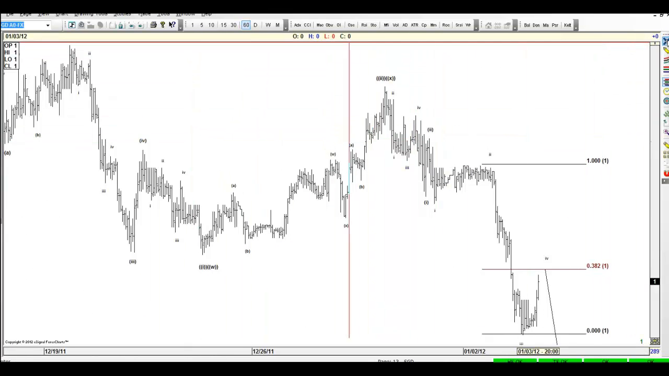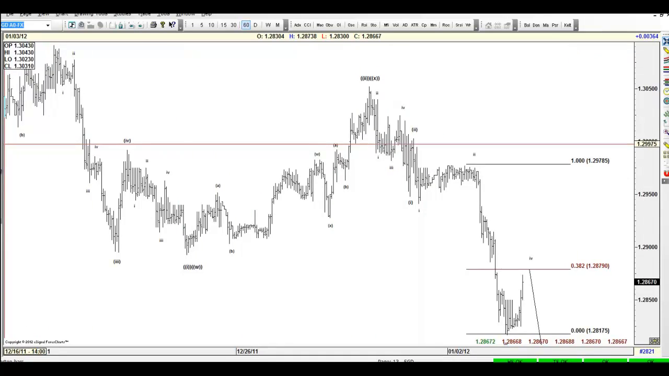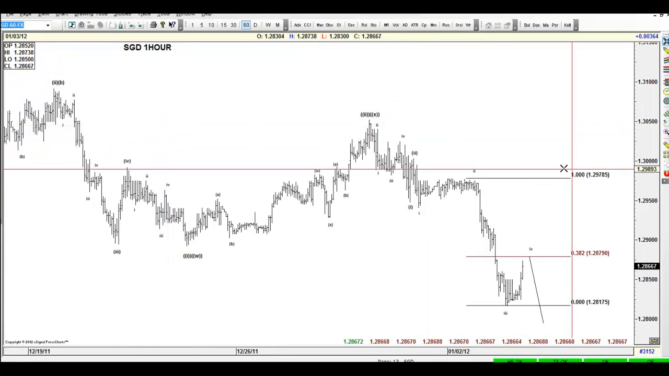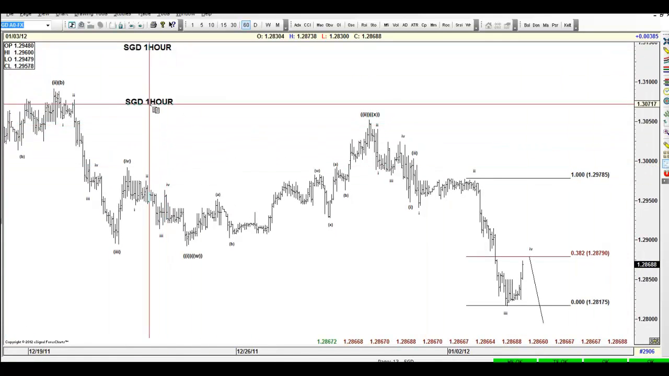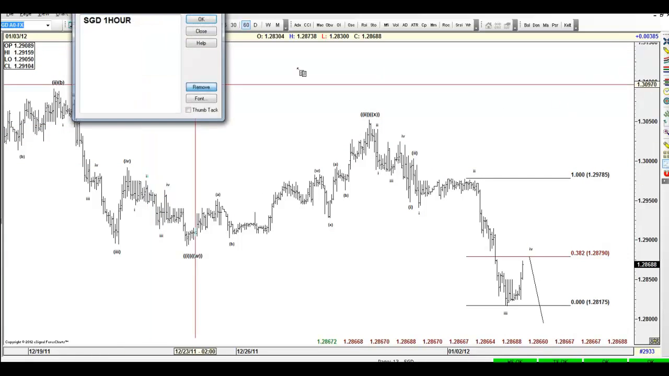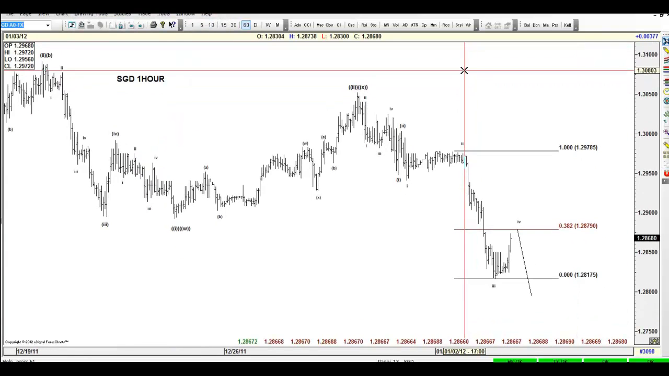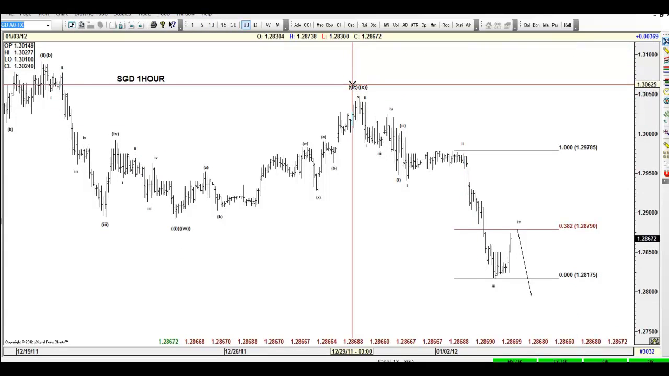this. This is the Singapore dollar. It's amazing how well this pair trade. This pair is showing also more downside.